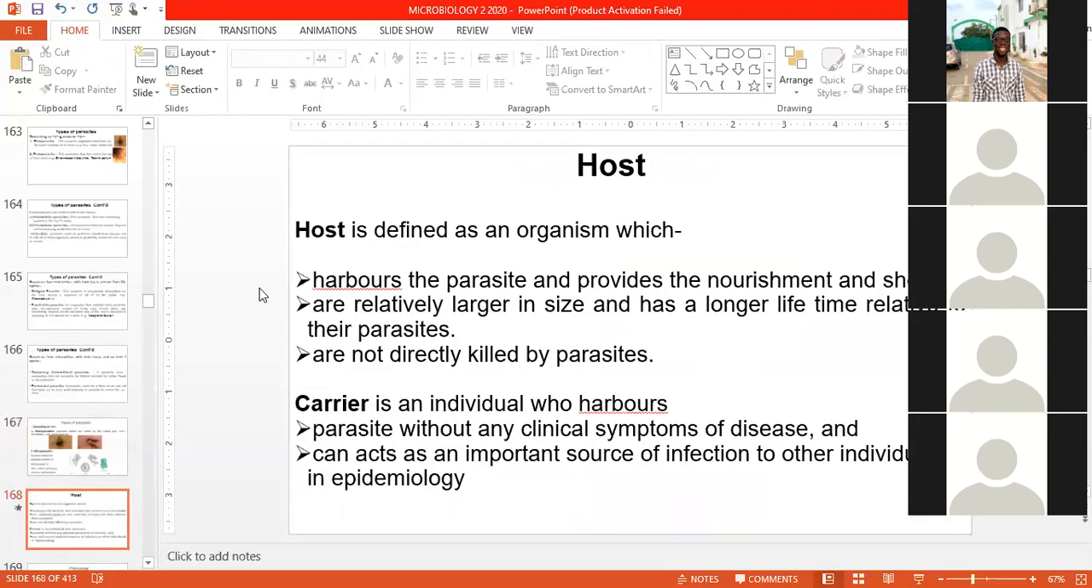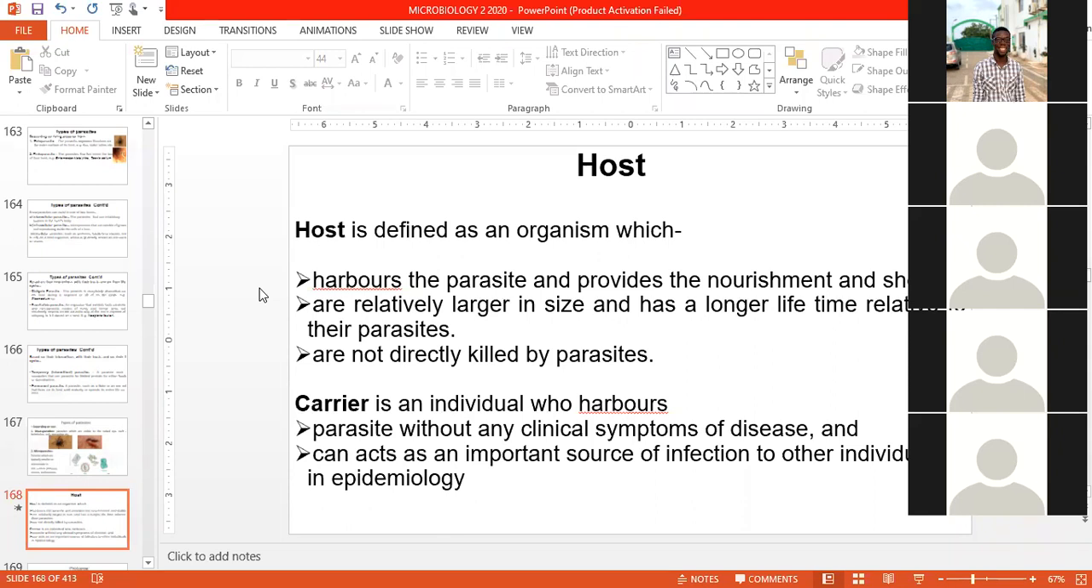Now let's look at what a host is. A host is the organism which harbors the parasite. Let's take note of this. It should be a living organism harboring the parasite. The host provides nourishment and shelter for the parasite. So the reason why the parasite is there is because it wants nourishment and shelter.